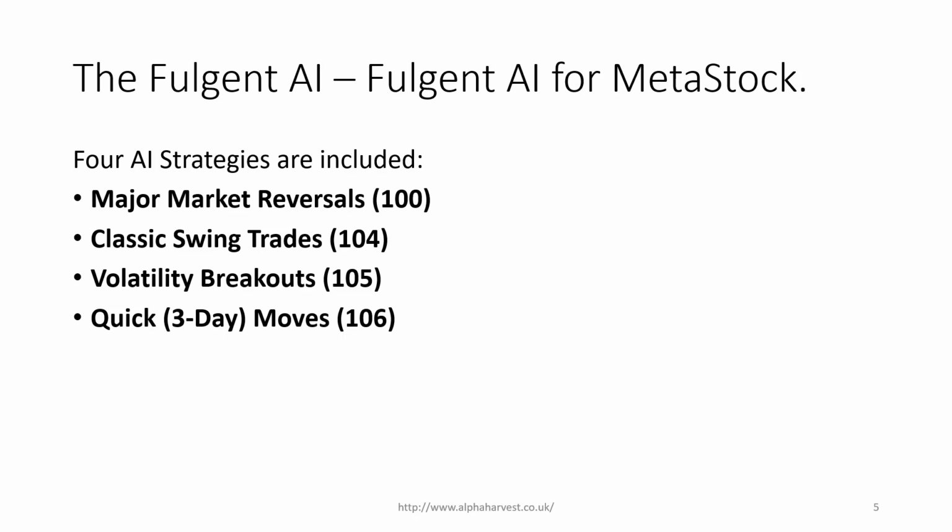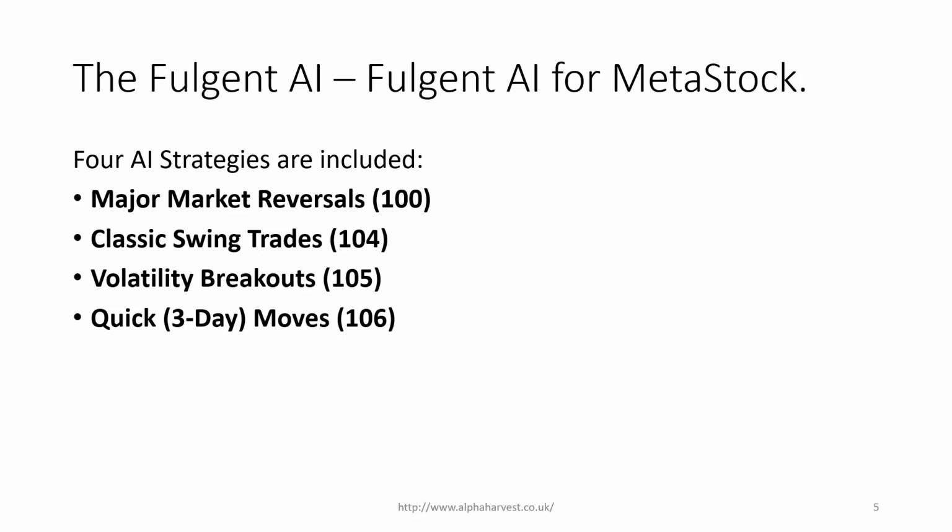Major market reversals, the AI expects some significant reversal in the trend of a particular instrument. Some of these trends can last for days to weeks to months. Then the next one is classic swing trades. That's for swing trades for a couple of days to a couple of weeks.